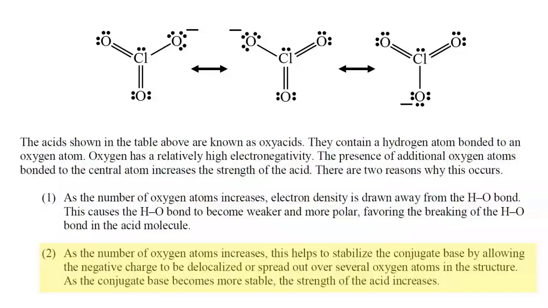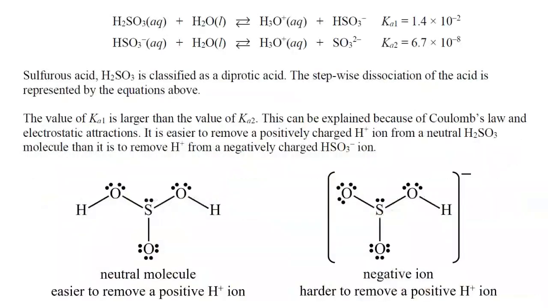And remember that as the conjugate base becomes more stable, this favors the equilibrium from left to right and therefore increases the strength of the acid. So the more stable the conjugate base is, the stronger the acid is. Now there's one more feature that I want to mention, and this has to do with what's called polyprotic acids.